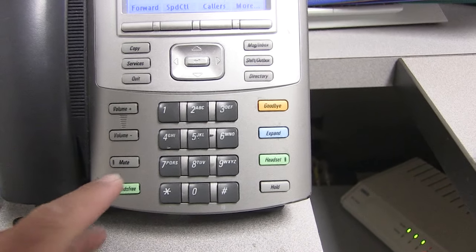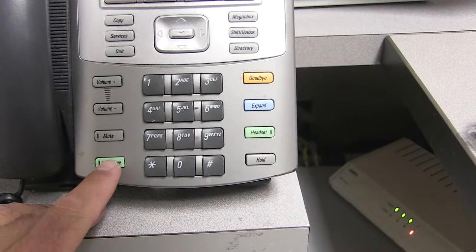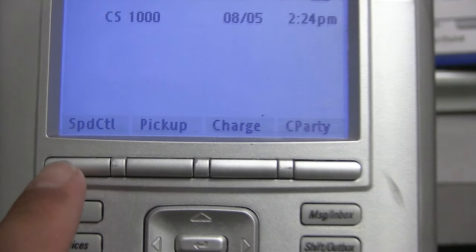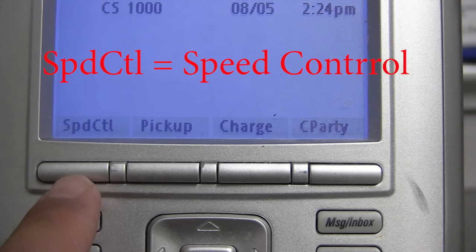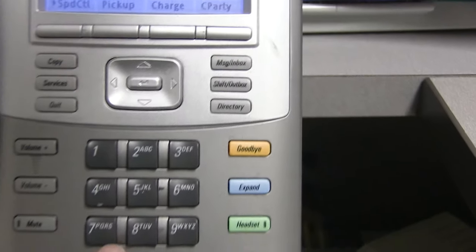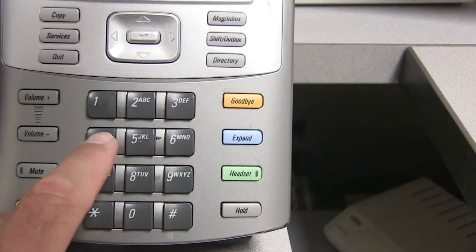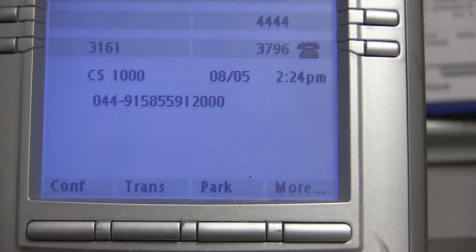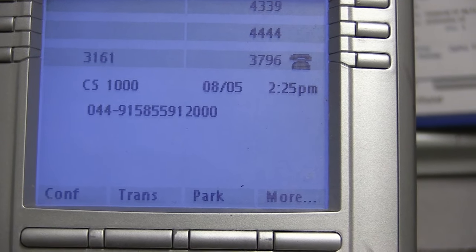Let's take a quick look at the phone. Here we have the green button, which is the hands-free button. That's probably the easiest way to do this. You'll get the dial tone. Then up at the top, it will say speed control, and then you want to put in the code that you want to dial. In this case, we'll use our friend Attica, 044, and that'll dial the phone for you.